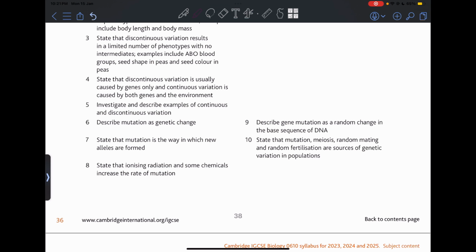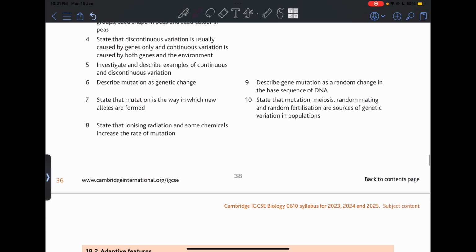And also sometimes your skin color can be affected. For example, when you go to the beach, your skin color can get darker, and it can get lighter sometimes according to the place you're in. So these are environmental conditions. Number 5 says investigate and describe examples of continuous and discontinuous variation, like I just said.